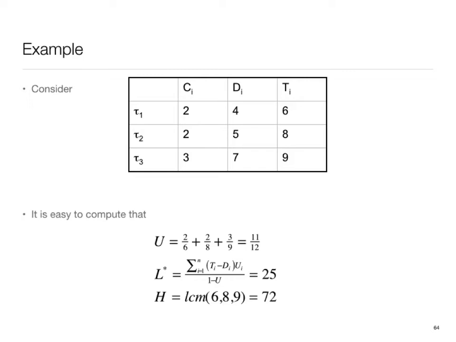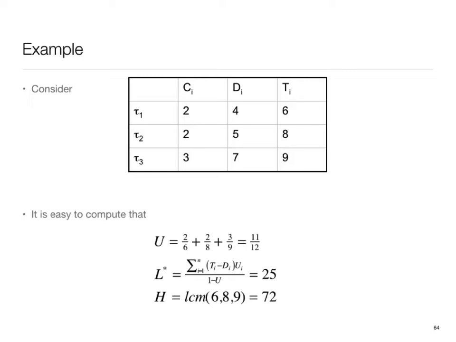CIs, DIs, TIs are given to us. Then we can compute U. U is 11 over 12. But since deadlines are not equal to period, if deadlines were equal to period, I would have said, great, we are done. But since deadlines are not equal to period, I have to do this more exhaustive test.